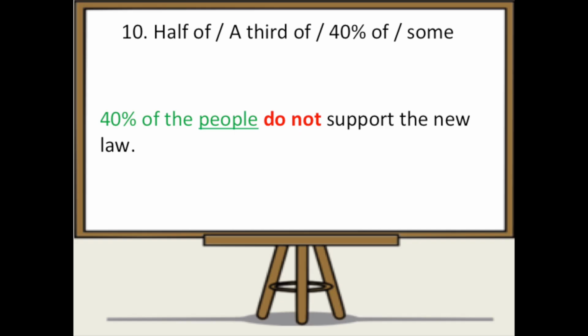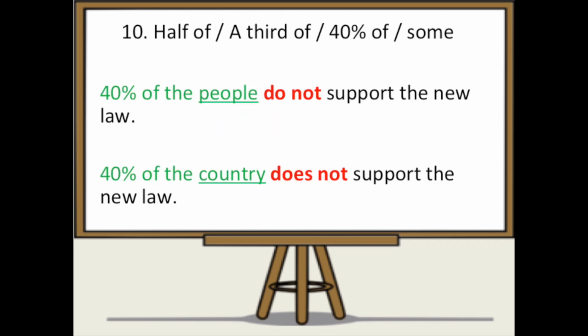Okay, and then what about 40% of the people? So you look at the people there. Does or do? Yes, it's plural there, right? So you have to use a plural verb, which is do. So 40% of the people do not support the new law. Okay, but 40% of the country is a unit, right? So you use a singular verb. 40% of the country does not support the new law.